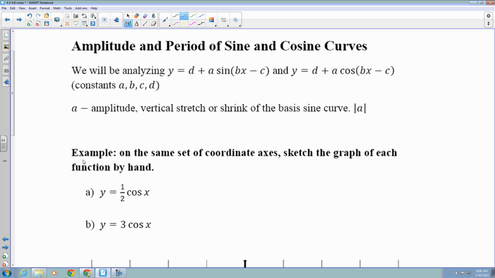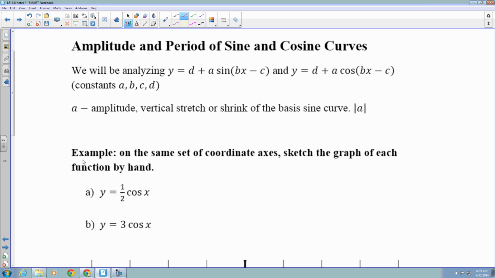Amplitude and period of sine and cosine curves. So now we're going to have all different kinds of transformations occurring on our sine and cosine curves. Our equations would be y equals d plus a sine of bx minus c and y equals d plus a cosine of bx minus c, where the a, b, c, and d are all constants.